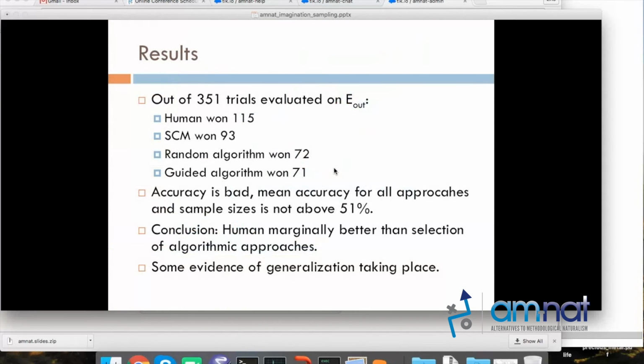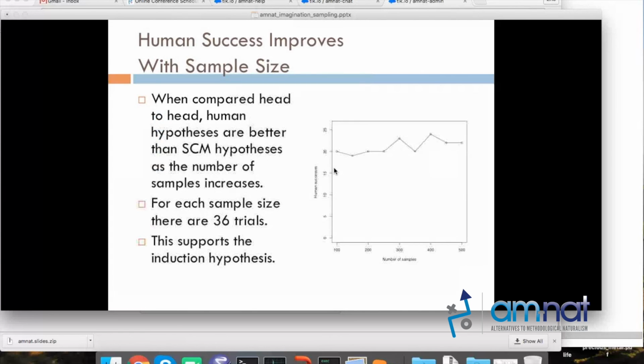And it turned out that I was a little bit better than algorithms. And none of these approaches, myself or the algorithms, were all that great, but still I was a bit better, enough to be statistically significant. And we did see some generalization taking place. So if generalization was taking place, then we would expect the Turing oracle to perform better and better as the number of samples increased. And that's what we saw. We see this a little bit in this graph where there's a slight upward tendency where I start outperforming the algorithm as the number of samples increases.